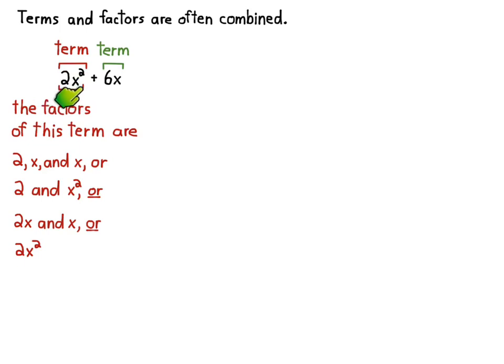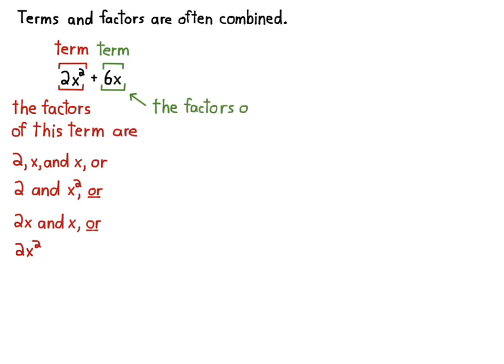It's 2 times x, right? 2 times x, or it's 2 times x squared, or it's 2x times x, or 2x squared. These are all factors of 2x squared, right? And it's the same thing I did on the previous page.